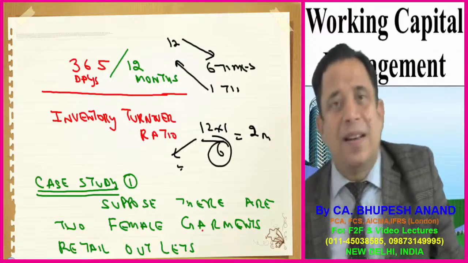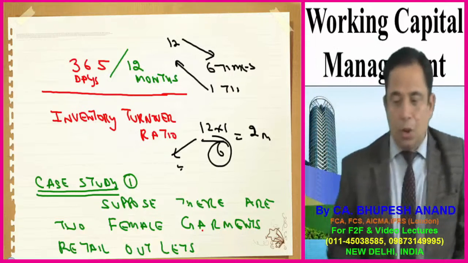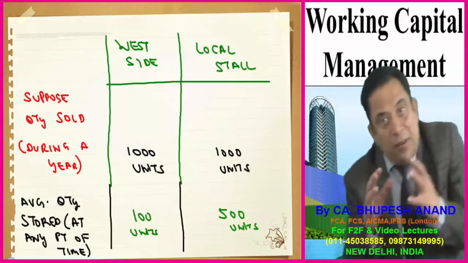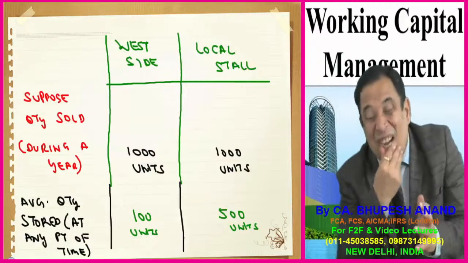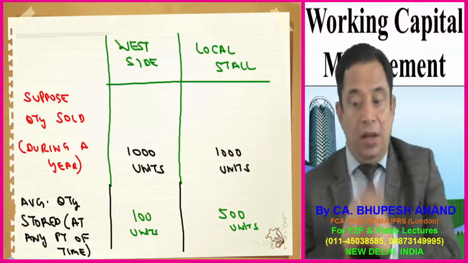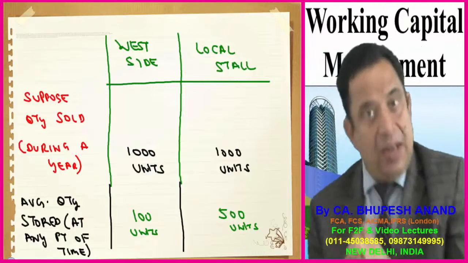So case study number one, whether you are writing now, please write down, my dear friend. Suppose there are two female garments retail outlets. Let one be West Side and the second be a local stall. So please, you have to prepare this table. One is West Side and second is local stall. You have heard of West Side?